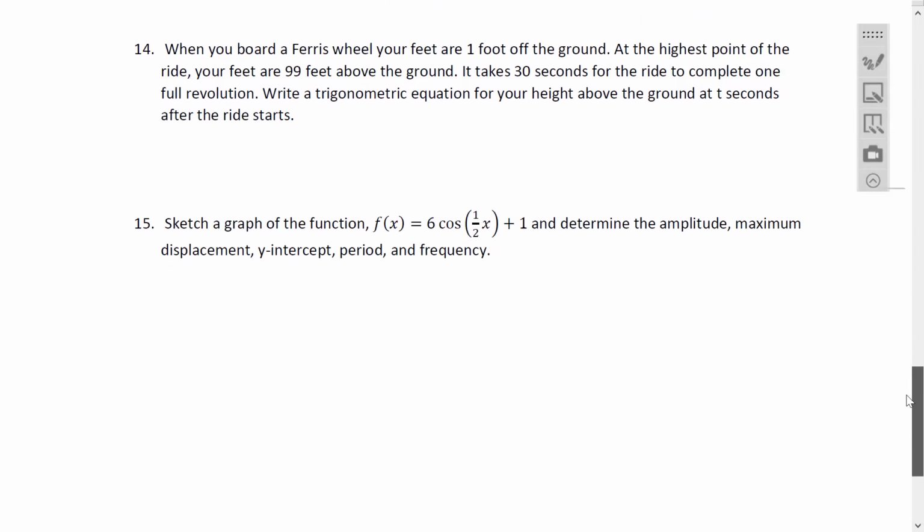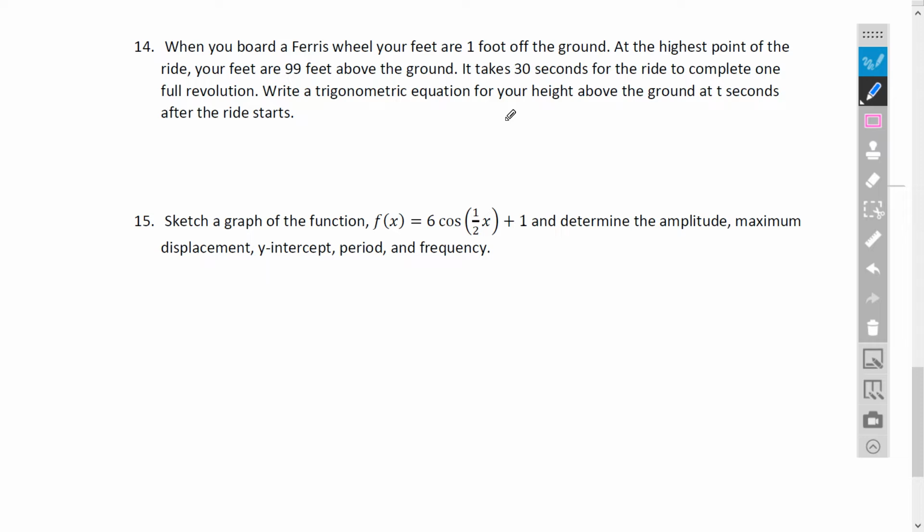All right. Number 14. When you board a Ferris wheel, your feet are 1 foot off the ground. At the highest point of the ride, your feet are 99 feet off the ground. So the lowest point is 1. The highest point is 99. It takes 30 seconds for the ride to complete 1 full revolution. So the period here is 30 seconds. Write a trig equation for the height above the ground at t seconds after the ride starts.